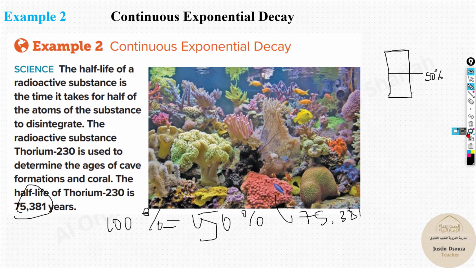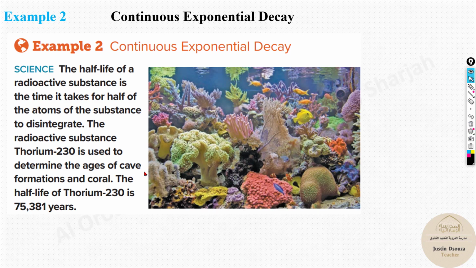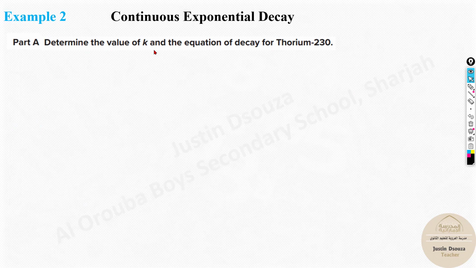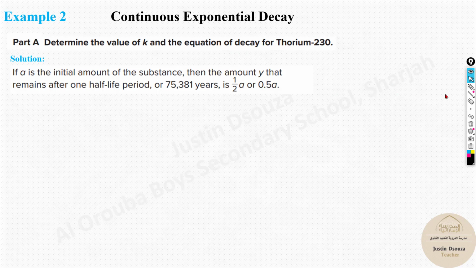Now we will see a problem, and you'll understand this better. Here we need to determine the value of K and the equation of decay for thorium-230. You need to find the K value, the decay constant. That is what you need to solve. So first of all, let's see what is known. Let's write the equation. Now what is the A value? Initially, how much thorium was there? It was 100% thorium, right?